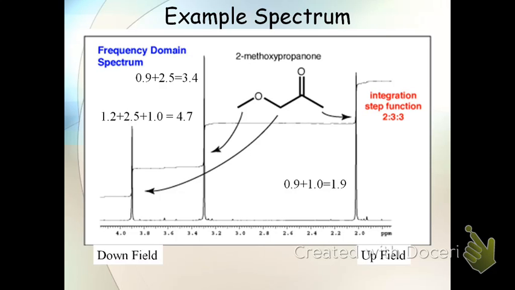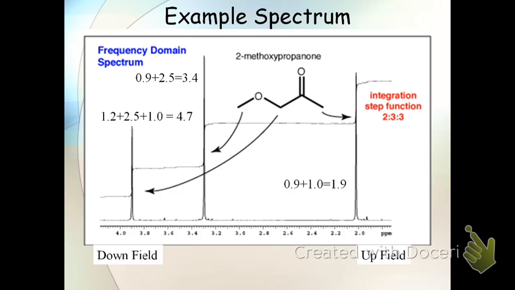This is 2-methoxypropanone, and I picked this compound, 1, because it's relatively simple, and 2, because I could take the spectrum very easily from a website. So I took the spectrum from a website. I believe the reference is in the footnotes of the slide. It has 2 methyl groups, and it has a methylene group.